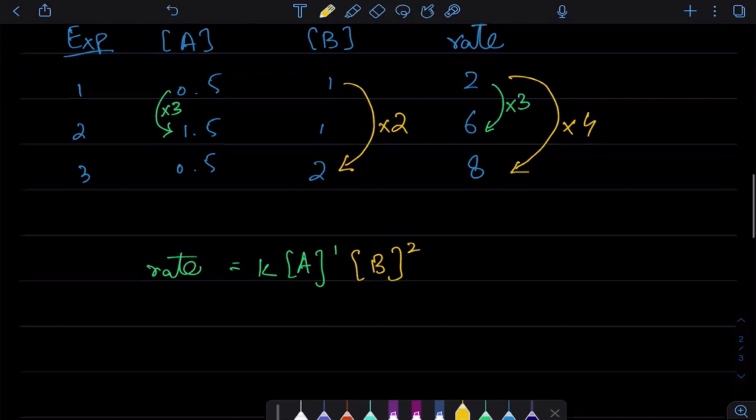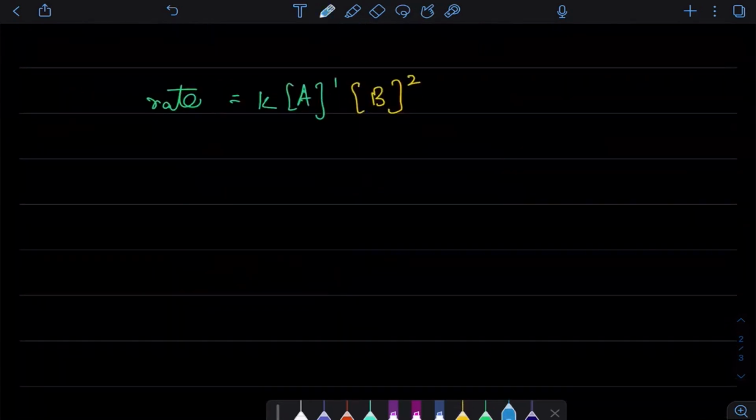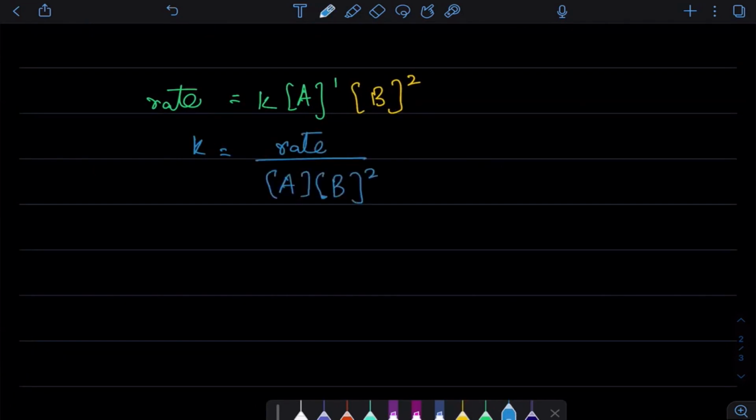And to find the unit of K, what will I do? K is going to be rate over A's concentration and B's concentration squared. So if I look at the unit, rate, yes.